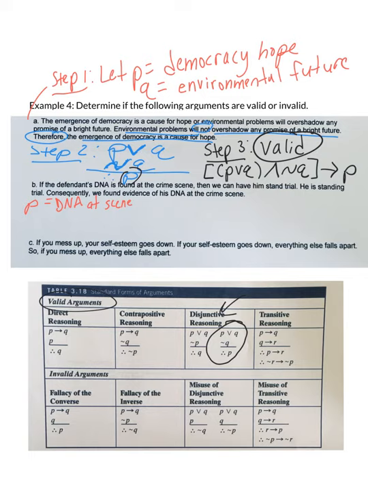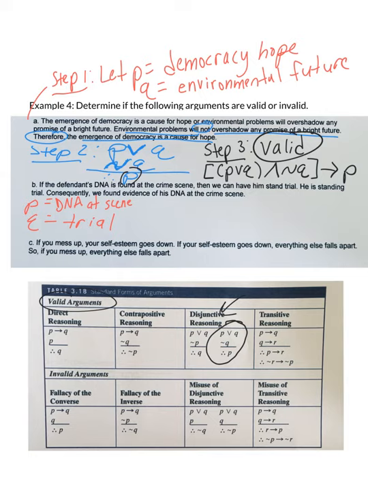The second idea, Q, is about we can have him stand trial. So I'm just going to write trial. And as I look through the rest of the paragraph, those are the only 2 ideas I see over and over again about DNA at the crime scene and standing trial. So we are now ready for step 2, which is to rewrite the 3 sentences in the stacked symbolic form.